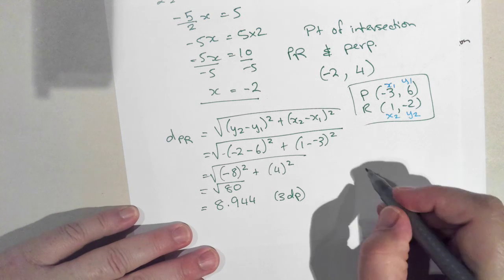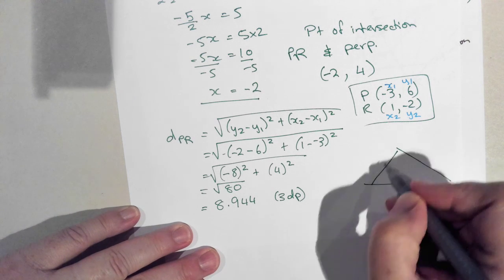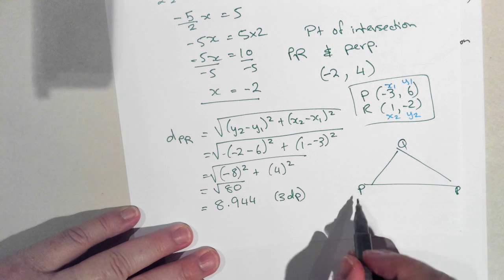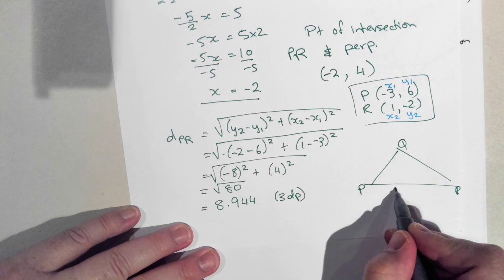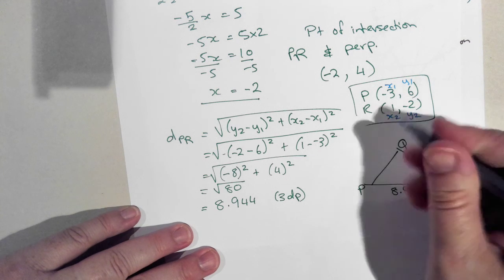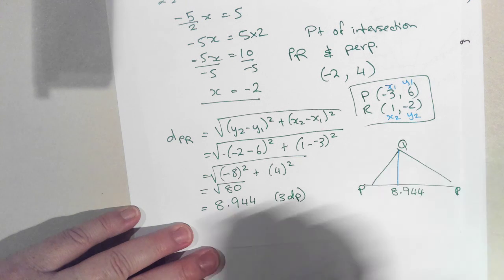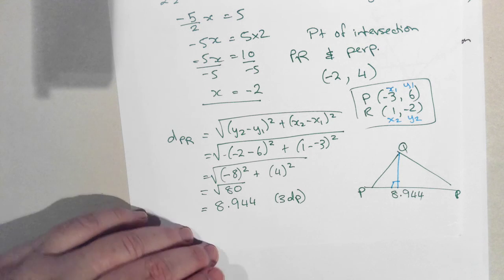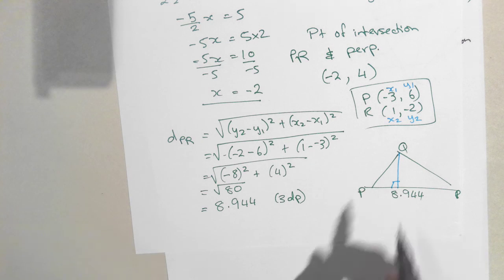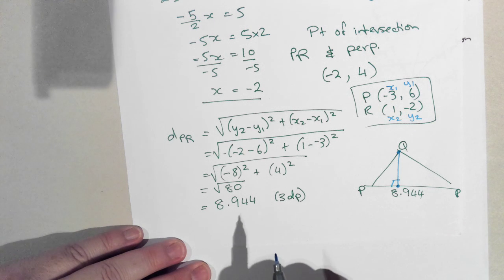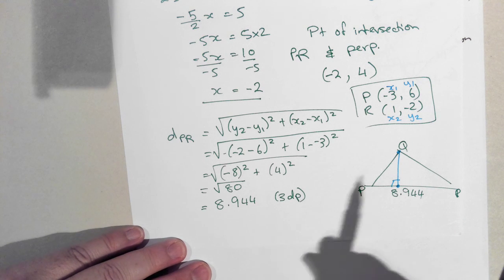So I'm just going to draw my triangle here. Remember PR, and I've just rotated it round. So I found the length of this side is 8.944. Now I need to find that height, because there's our perpendicular height. That's what I'm looking for next. I know the coordinate point here, and I know the coordinate point at point Q, and I'm going to use those two coordinates to find the distance.